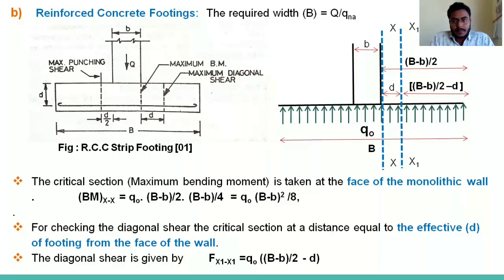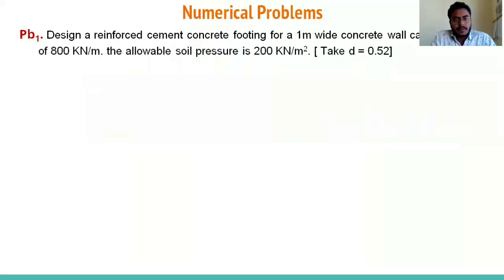Are you getting my point? We have calculated the maximum bending moment at the face of the column. We have calculated the diagonal shear at a d distance from the face of the column. So let us solve a numerical, so you can get more idea.